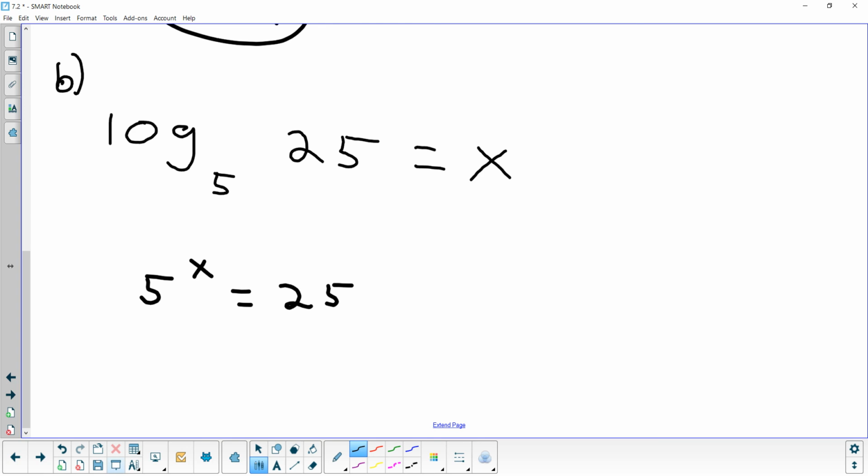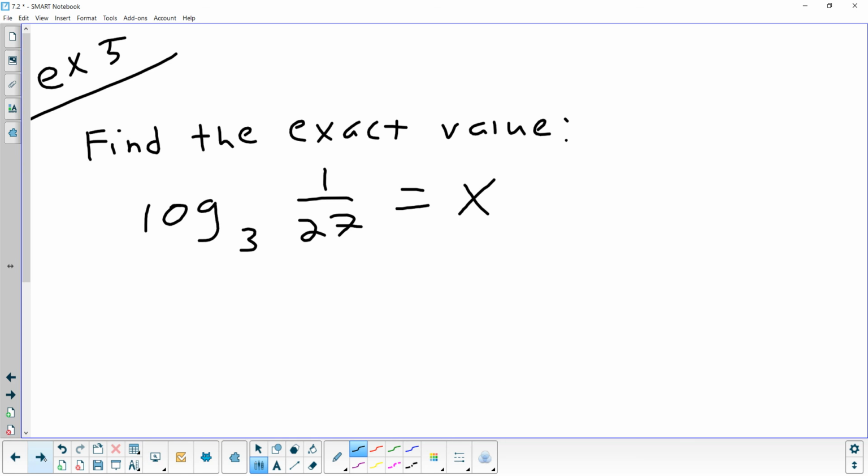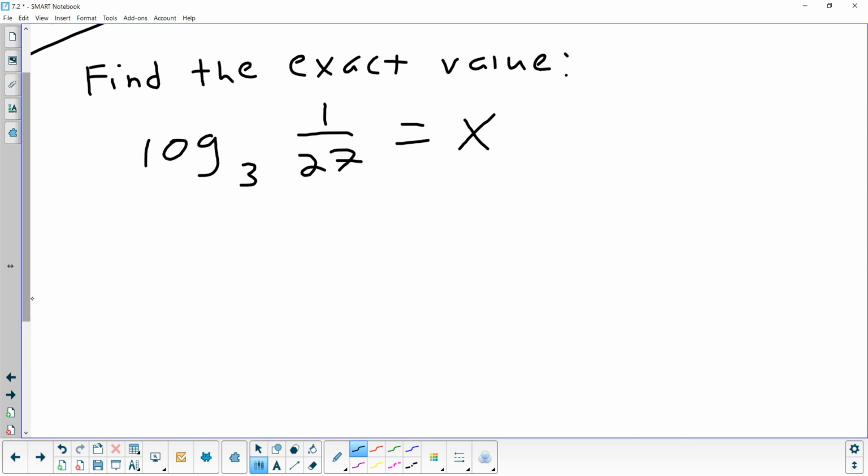Again, another one that's not bad because 25 is a power of 5. Brandon, what power can you raise 5 to get 25? 2. Yeah, 2. And there's your answer. Okay. Questions on that one? Right, another one that's kind of the same setup.